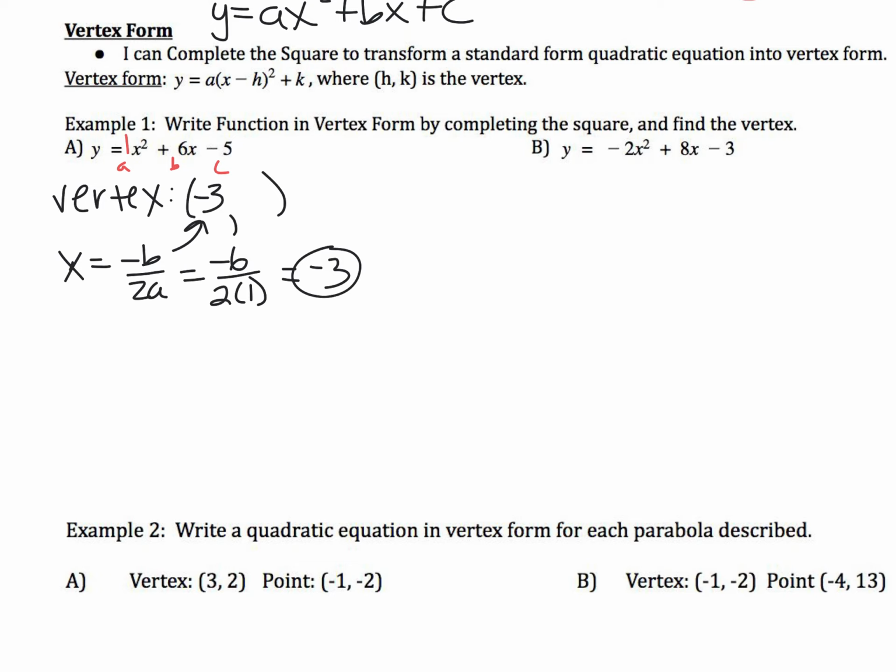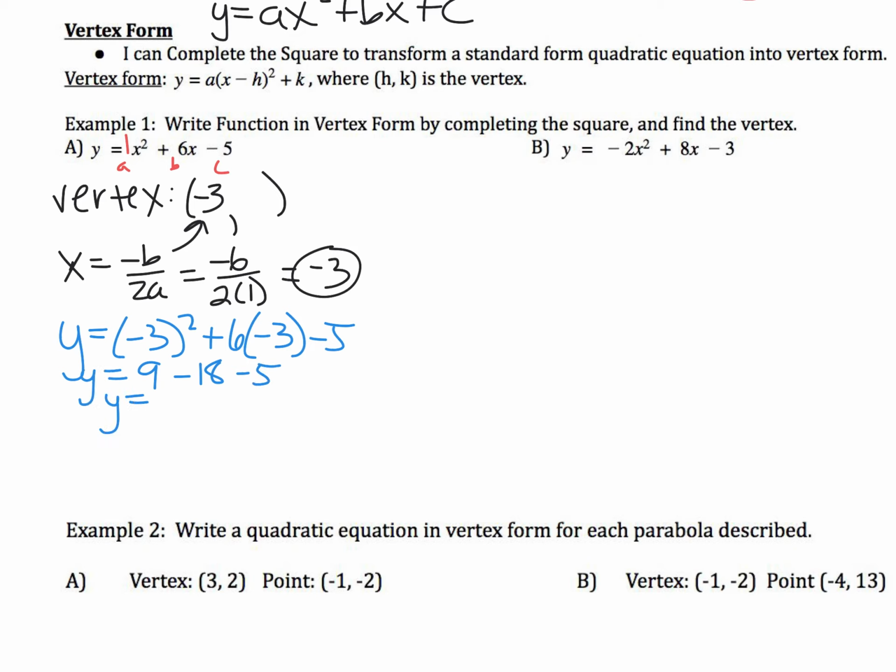If we want to find the y value, then we're going to take this negative 3 and substitute or plug it into the x's in our equation. So I would get y equals negative 3 squared plus 6 times negative 3 minus 5. Negative 3 squared is 9, minus 18, minus 5. I get a negative 9 minus 5, which gives me negative 14. So my y value here is negative 14.